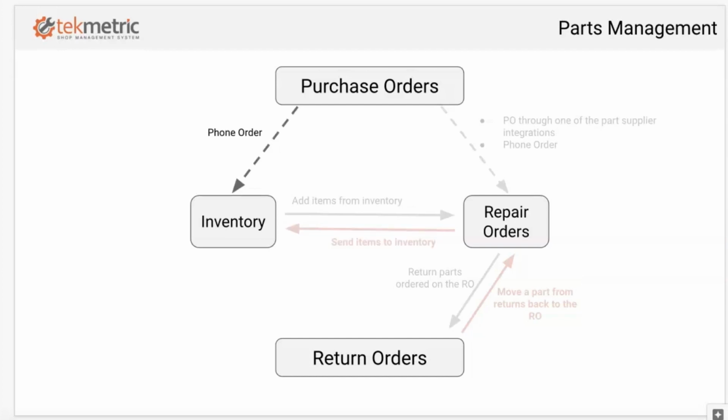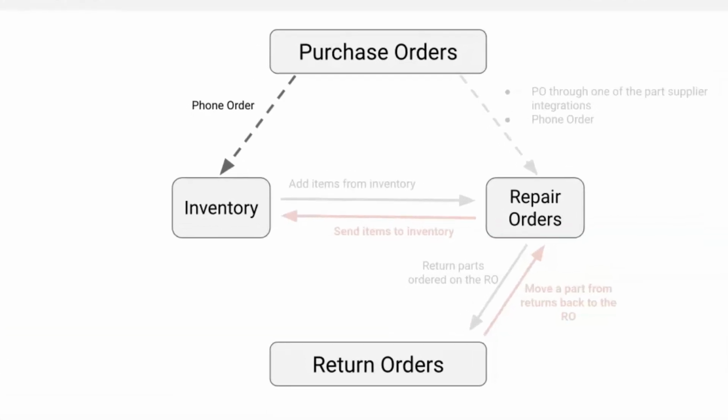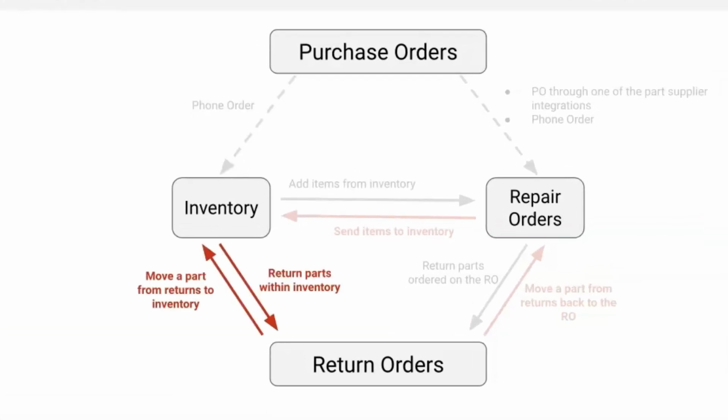Right now in Tekmetric, you can enter a phone order for your inventory items, but what if you need to actually return an inventory item that you have ordered? So part of the parts management feature is the ability to return an inventory item and to be able to move any item sitting in returns into inventory. And so let's navigate into Tekmetric to show you guys the last set of this feature.